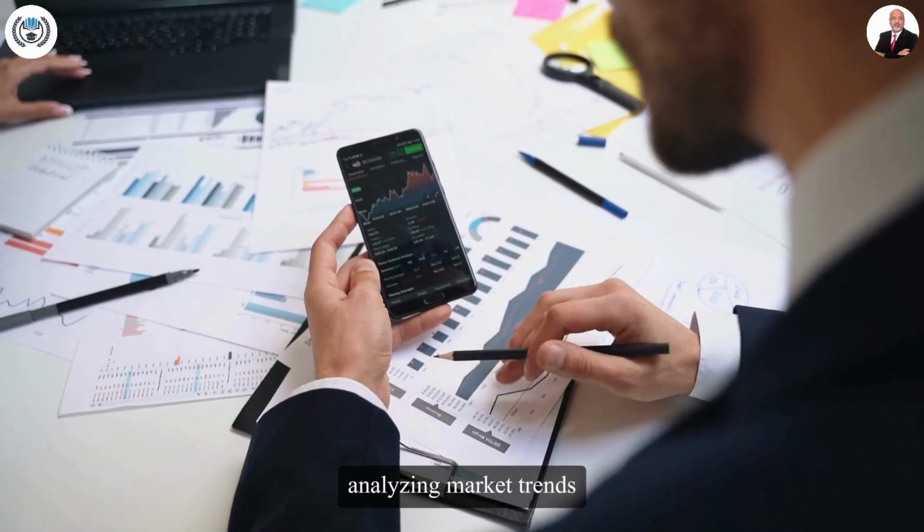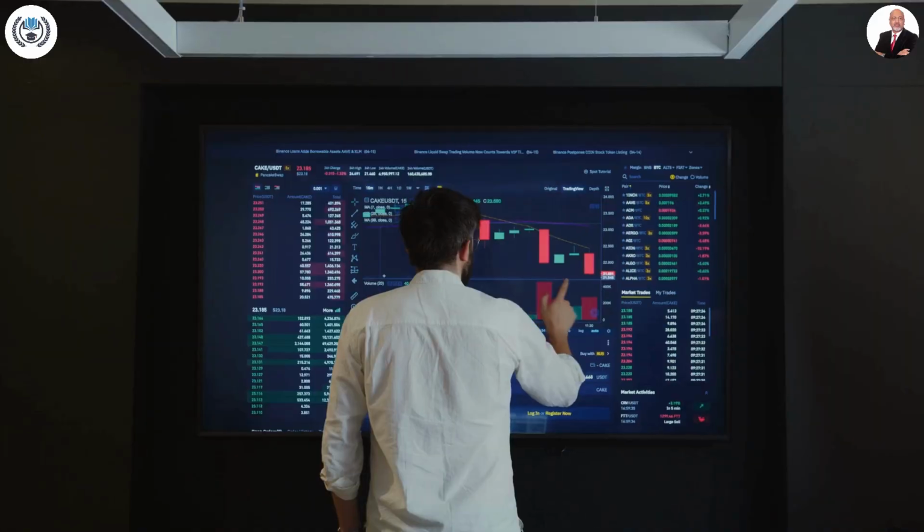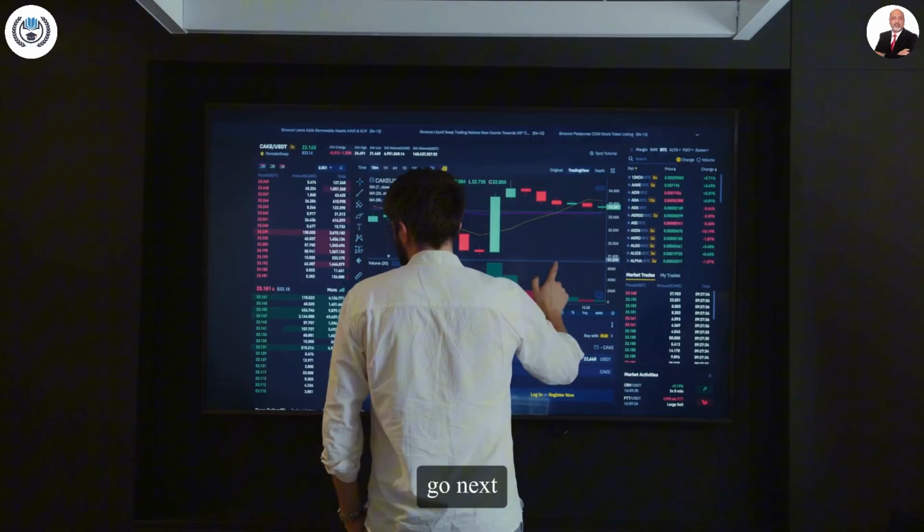Analyzing market trends. Understanding and identifying market trends is a fundamental skill in trading. It's not just about seeing where the market has been, but predicting where it might go next.